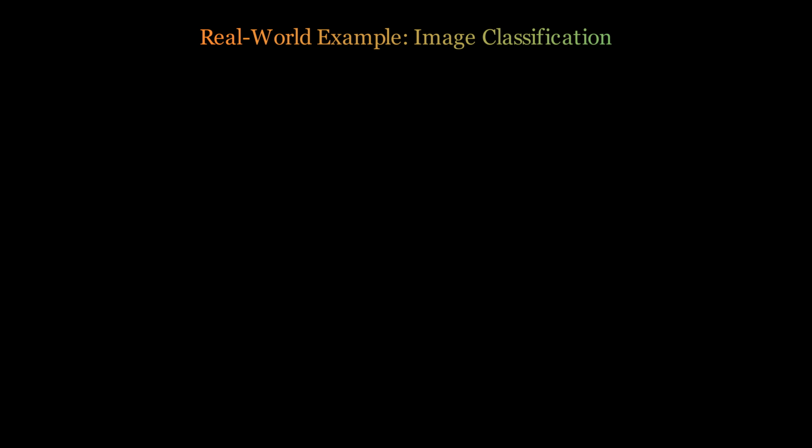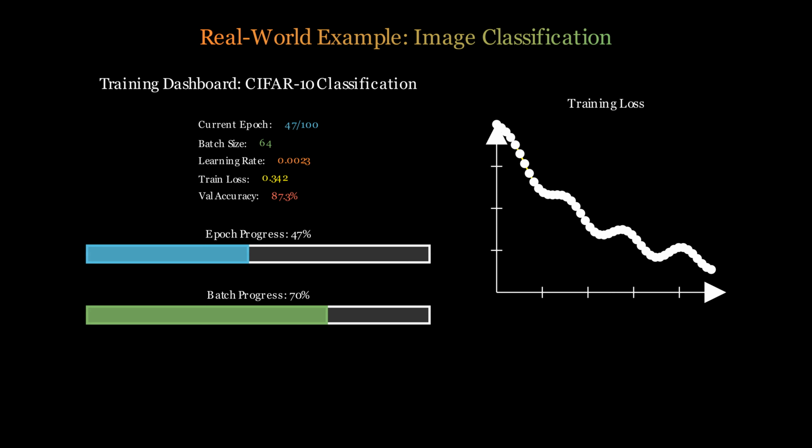Let's conclude with a real-world example that demonstrates all concepts working together. We'll train an image classifier and see how our hyperparameter choices affect performance in practice. Here's what a real training session looks like. We're training on CIFAR10 with 64 samples per batch. Currently at epoch 47 of 100.